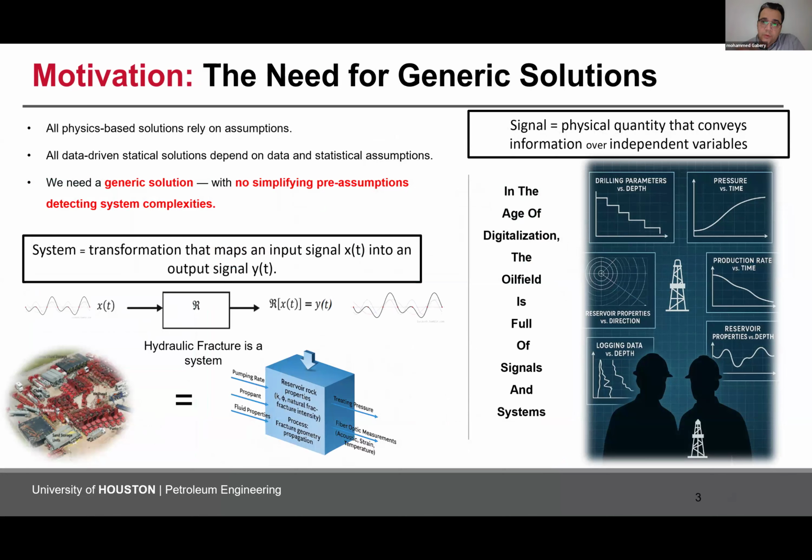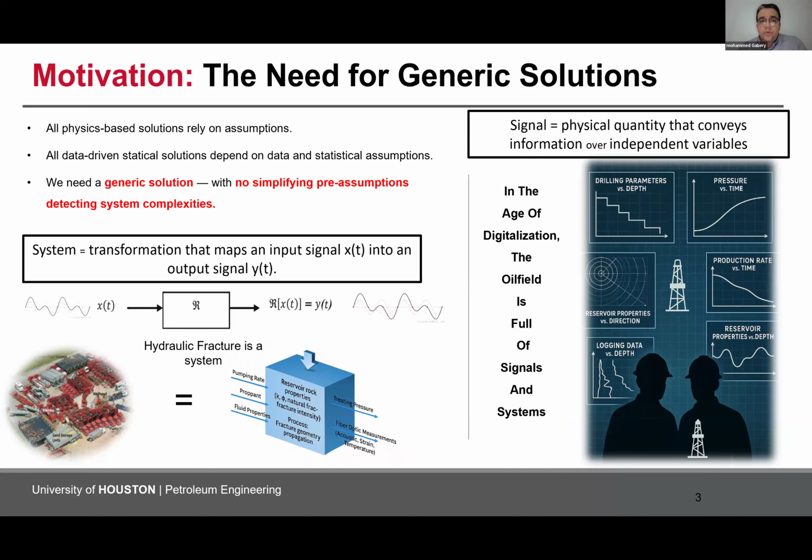As we know, we can consider any parameter that we record during our operation as a signal. What is a signal? Simply, it is a physical quantity that conveys information over an independent variable. This variable can be time in hydraulic fracturing, can be depth in drilling application, can be long-term time for interwell connectivity. Any signal that has information over an independent variable can be considered as a signal, and our oil fields or our operation follow these signals.